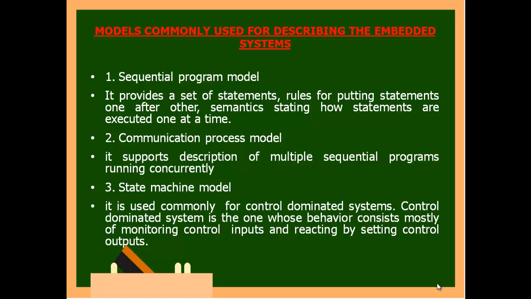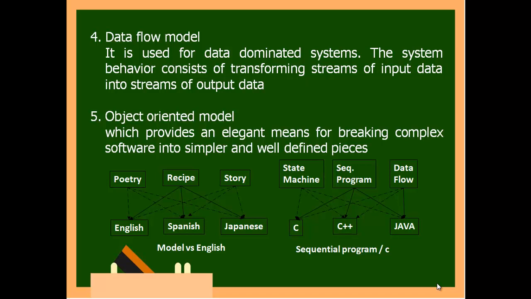It is commonly used for control dominant systems. A control dominant system is one whose behavior consists mostly of monitoring and control. So that is what I told you: it keeps on monitoring a particular thing, and then tries to move from one state to another. And the next one was data flow.